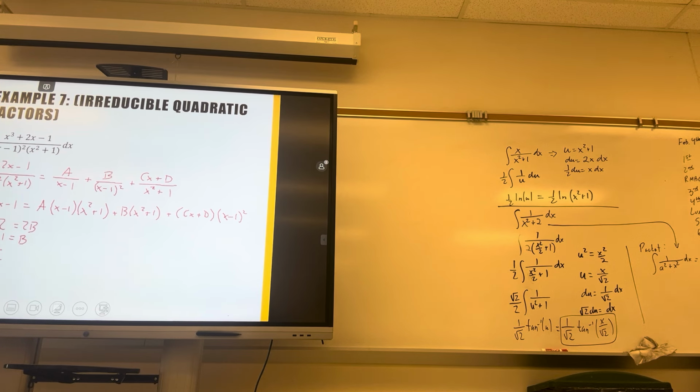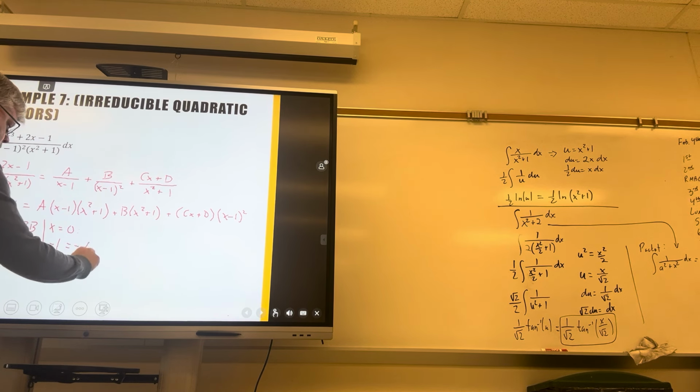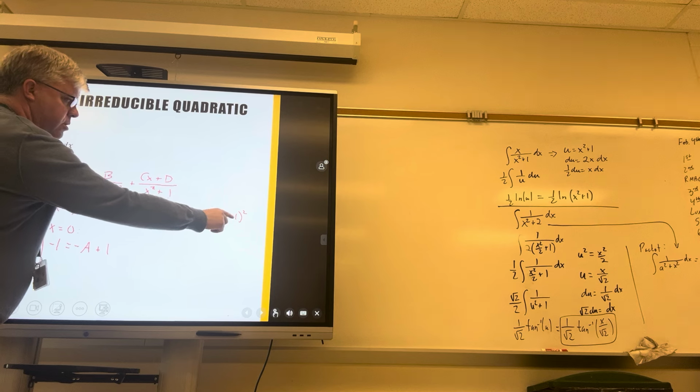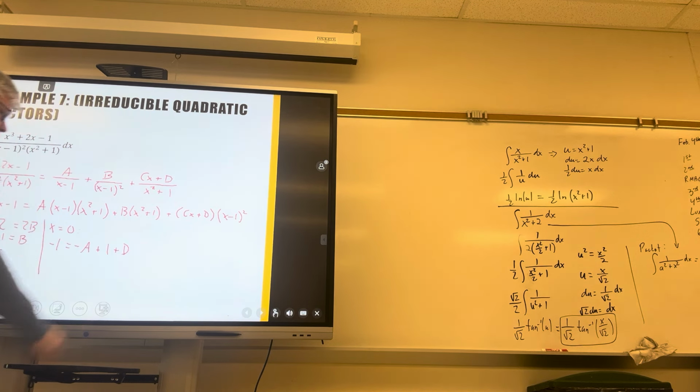I need 2 more equations to be able to make the 3x3 system. So at this point, I would just choose 2 other values of x, and try to choose values that are not troublesome to evaluate. What would probably be your first choice? 0. I would choose 0. 0 will actually get rid of the C right there. So if I choose 0, this side is -1. And then over here, I would get negative A plus B, but we already know B is 1. And then over here, I just have D times 1. So plus D. So that's my second equation.